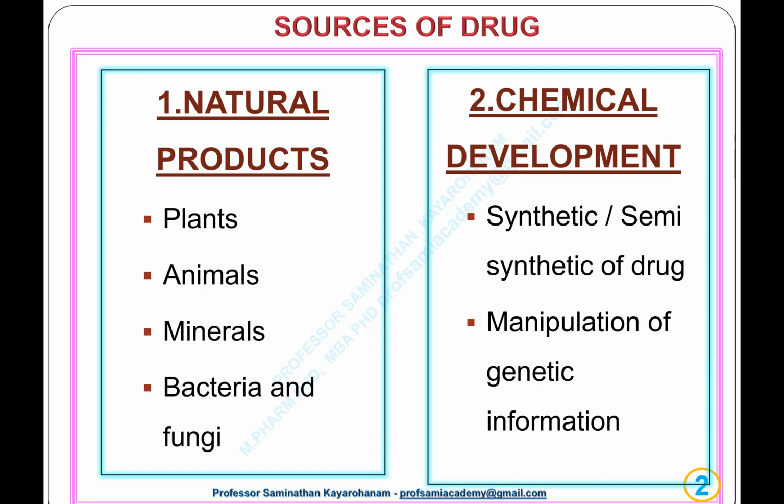profsamiacademy@gmail.com. Slide number 2. Sources of drugs may be natural and synthetic. Plants, animals, minerals, bacteria and fungi come under natural products. Synthetic, semi-synthetic drugs, and manipulation of genetic information come under chemical development.